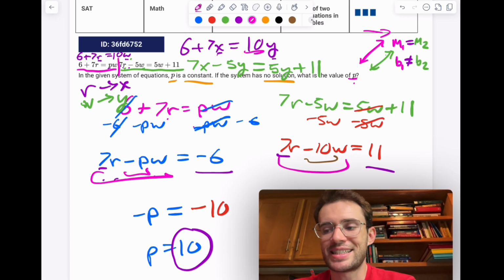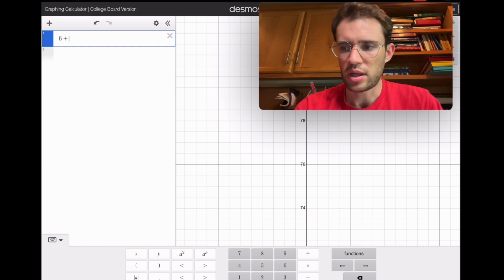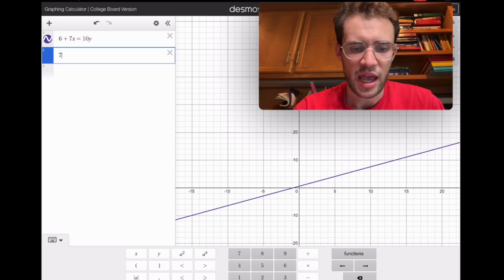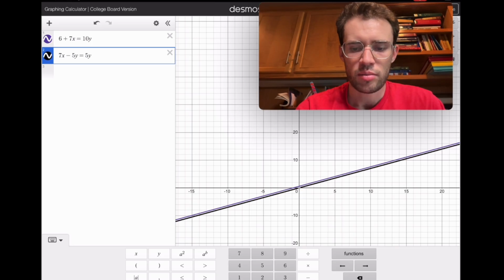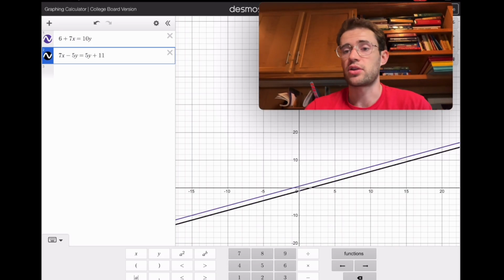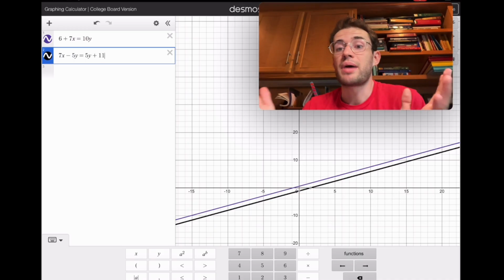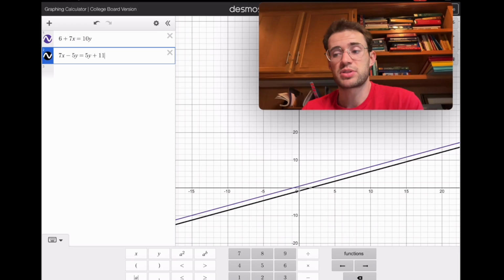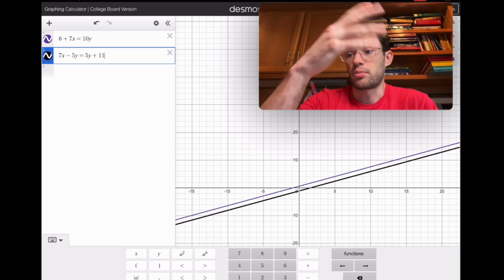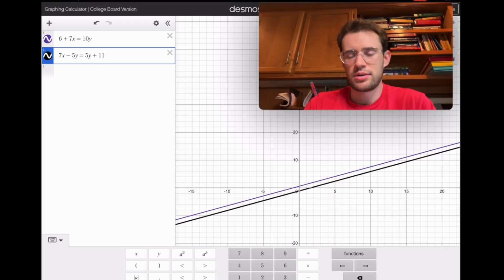So now when I type these into Desmos, we get 6 plus 7x equals 10y. We have this line down here. And then for the second one, it's 7x minus 5y equals 5y plus 11. And you see, I don't even make it into a neater form. I don't put the y's together or anything before I type it in, because you could mess that up on the paper. So type it in exactly how it was presented, except maybe you have to change the r's and w's to x's and y's, or plug in your p-value of 10, so that you actually have the numbers here.